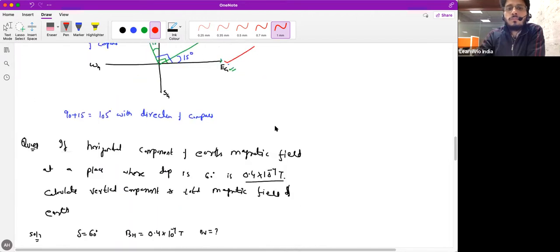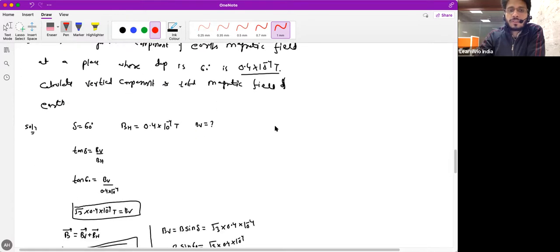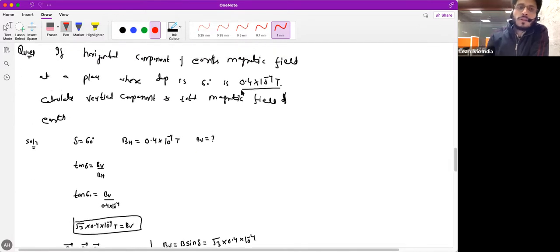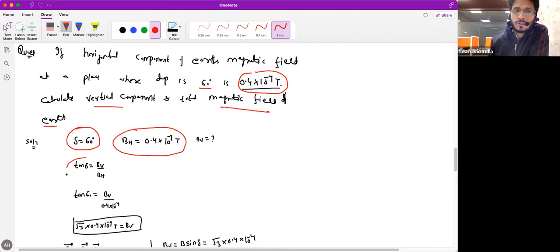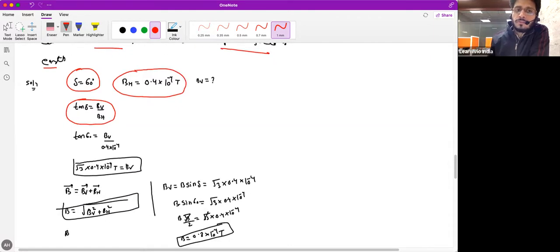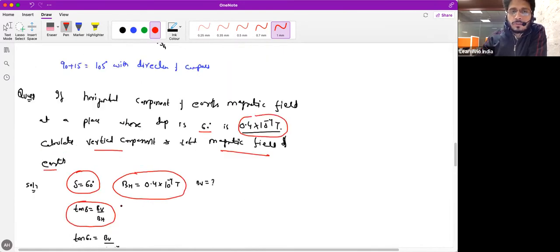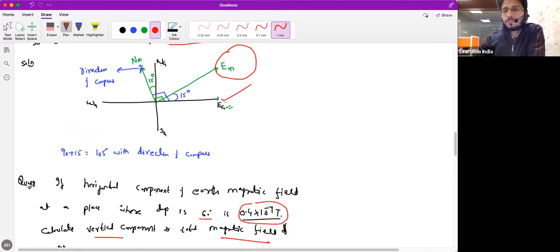Yes, sir. See this question next. Next type of questions. The horizontal component of Earth magnetic field is this. Dip is this. You're supposed to calculate the vertical component and total magnetic field. See, delta is 60 degree. Horizontal component is this. So you can use tan delta is BV by BH. You can get the value of BV. And net magnetic field is the sum of these two. They are perpendicular to each other, so it should be root over BV square plus BH square. Do it. Write the question and start solving.